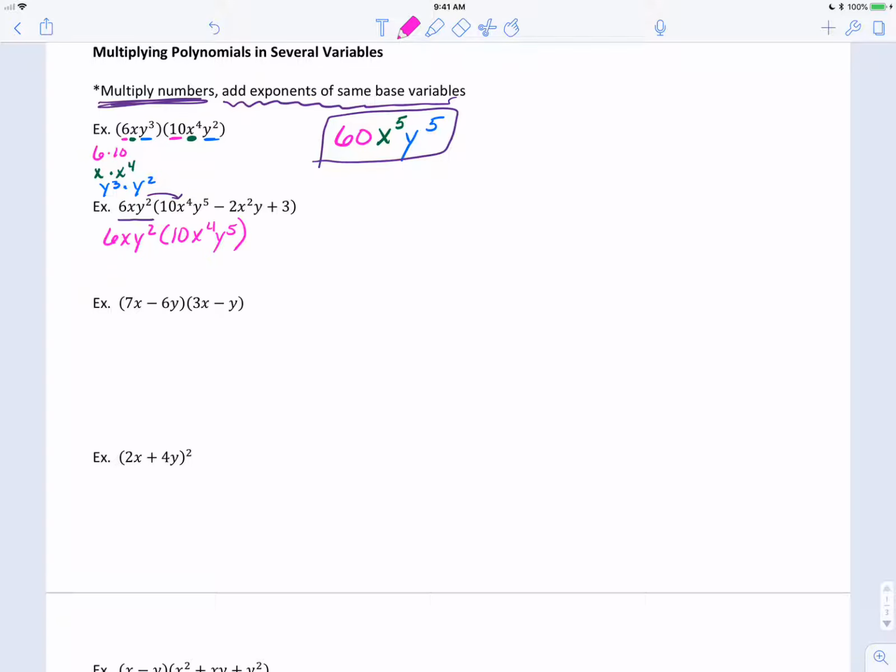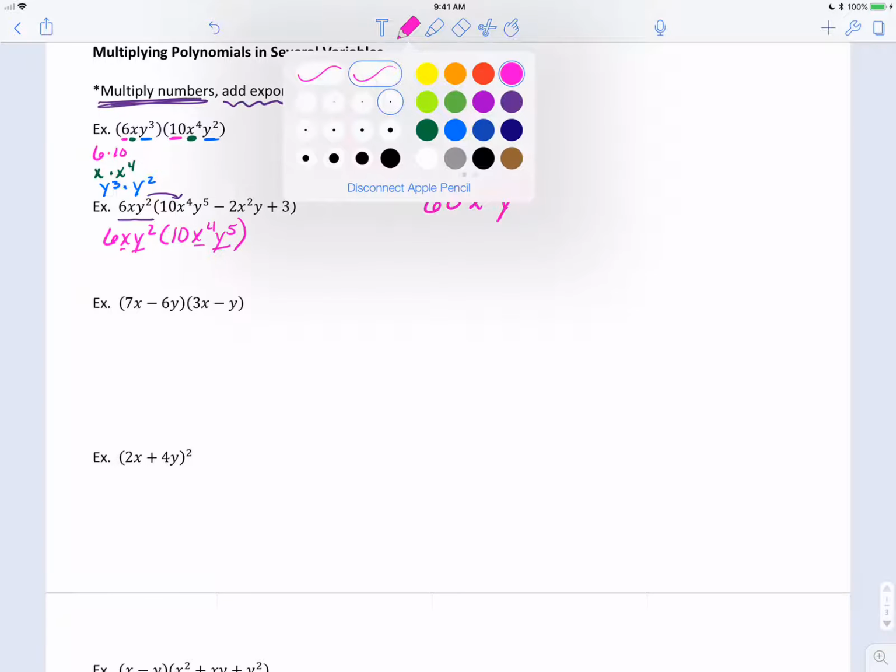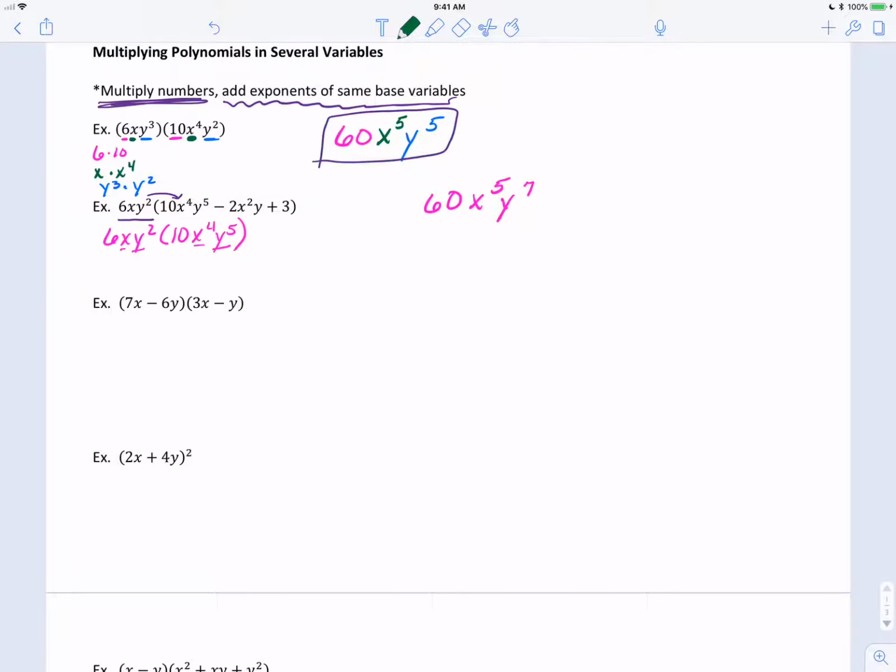Okay, so let's do that. 6 times 10, we know is 60. X times x to the 4th gives us x to the 5th. Y squared times y to the 5th is y to the 7th. So now we're going to take that 6xy squared times the next term, negative 2x squared y. Okay, let's see what we get there.